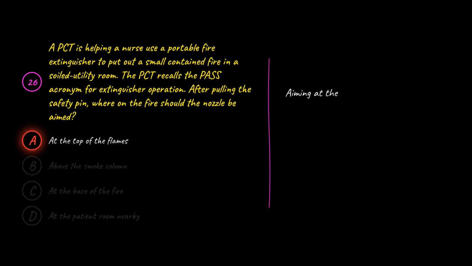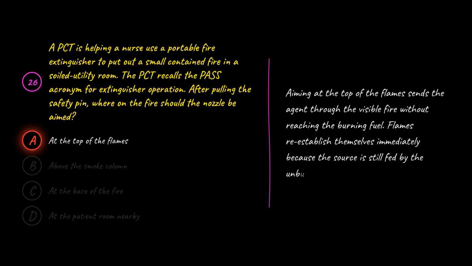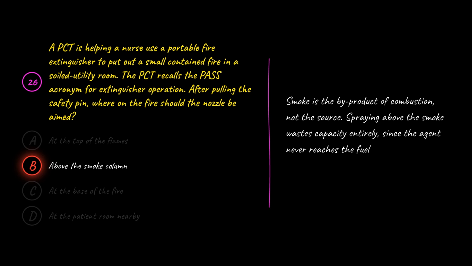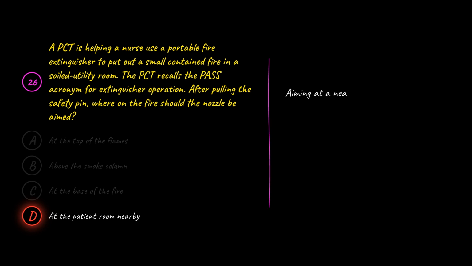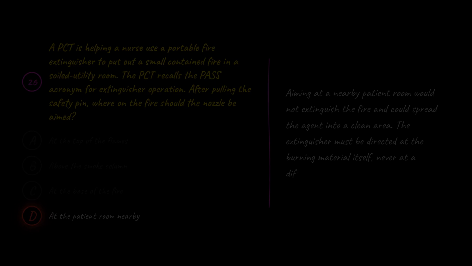A is wrong because aiming at the top of the flame sends the agent through the visible fire without reaching the burning fuel. Flames re-establish themselves immediately because the source is still fed by the unburned material at the base. B is wrong because smoke is the byproduct of combustion, not the source. Spraying above the smoke wastes capacity entirely, since the agent never reaches the fuel that is creating the fire and continues to burn underneath. D is wrong because aiming at a nearby patient room would not extinguish the fire and could spread the agent into a clean area. The extinguisher must be directed at the burning material itself, never at a different room or area.